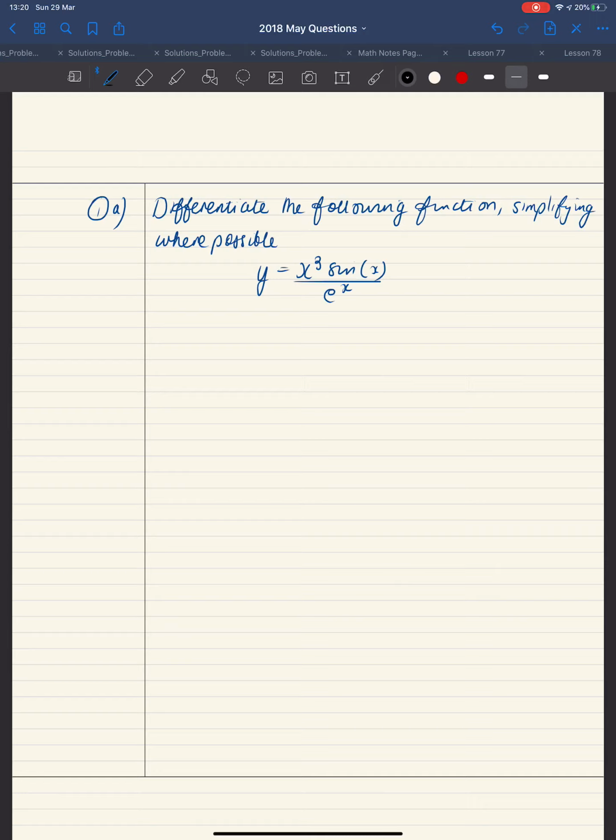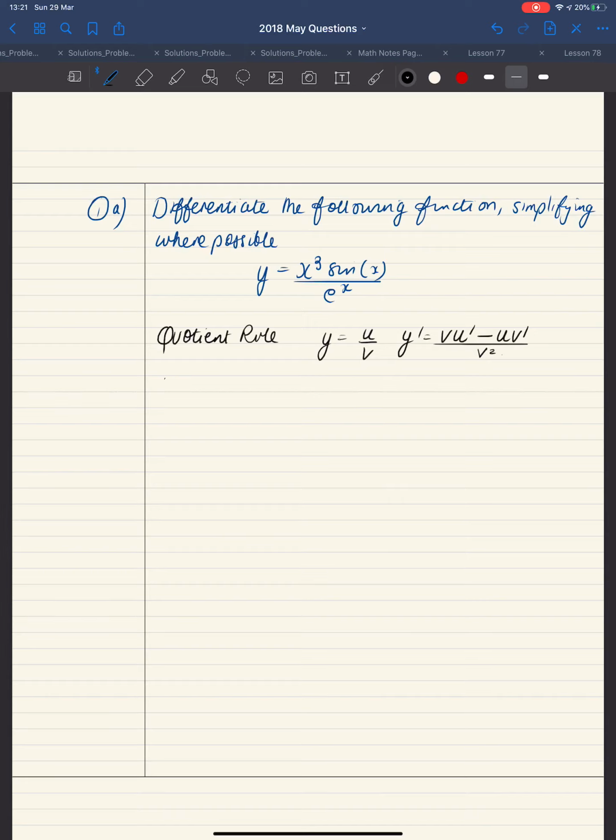So number one says, differentiate the following function, simplifying where possible. Right, so this is a quotient, which means it's a fraction, with functions of x on the top and functions of x on the bottom. If you remember the quotient rule, if y is u over v, y dashed is v u dashed minus u v dashed all over v squared.